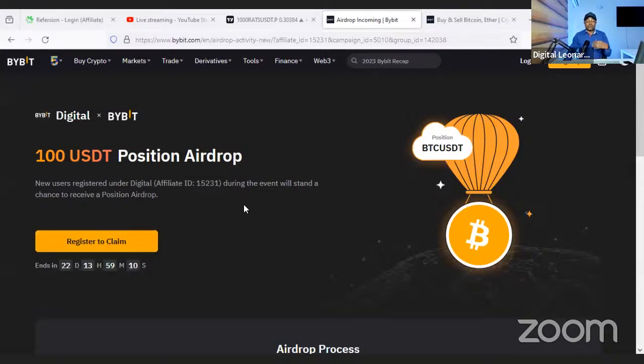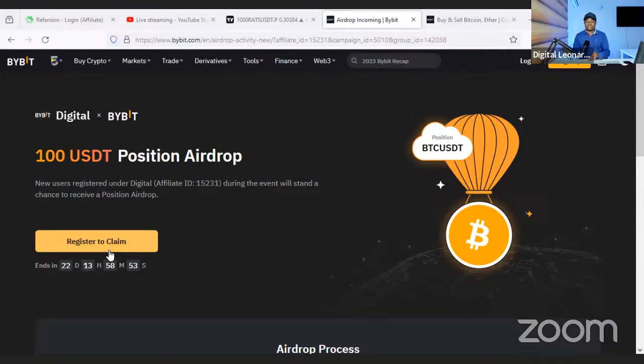So once you make a deposit of $100 into your account and you verify your account, you can come into this link or go to your reward hub on your Bybit app, and you'll see where it says claim the $100 USDT position airdrop. Immediately, it takes you to the official interface.